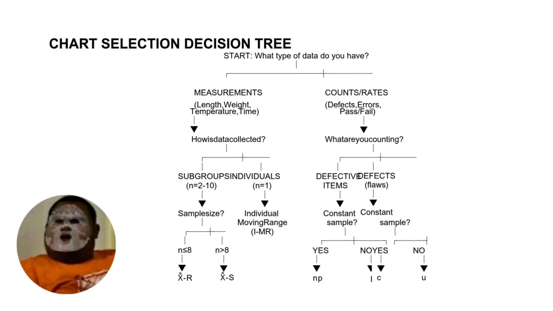Moving on to count rates. What are we counting? Defective items or defects? Items: constant sample? Yes, we use NP. No, we use P. For the defects, in brackets flaws: constant sample? Yes, we use C. No, we use U.